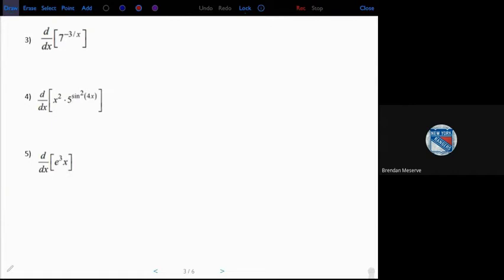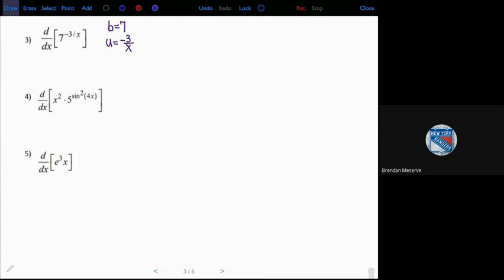Number 3 is an example where we don't have E as the base. This would fall under the category of a B to the U. So just for lesson purposes, some of you might like this, some of you it's overkill, but I just want to make sure everybody's with me that when I see this, the base is the 7. And it's not just an X, so I have a U, which is -3 over X.